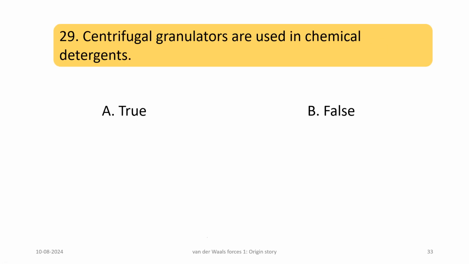Next, centrifugal granulators are used in chemical detergents. Is it true or false? False. Because for chemical detergents, spray granulators are used, and centrifugal granulators are used in pharmaceutical companies.